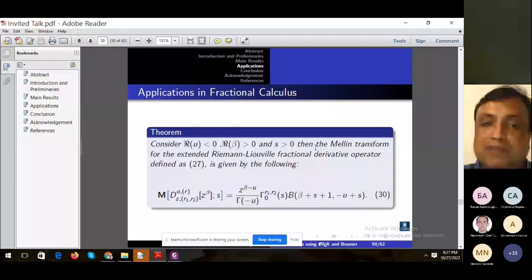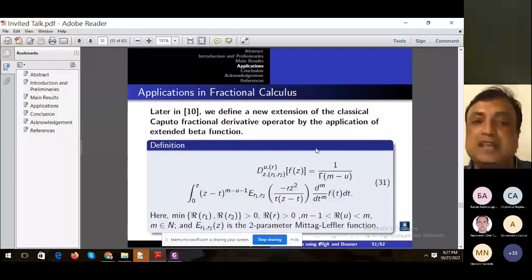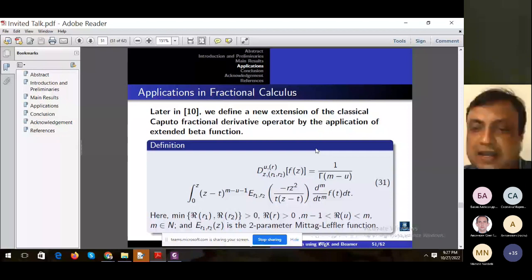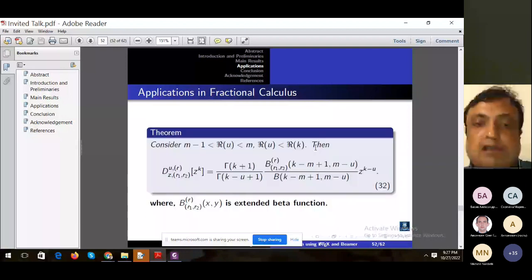Later, we define a new extension of the classical Caputo fractional derivative operator by the application of the extended beta function. I am just giving brief information. This is the extension of the Caputo type fractional operator; you can see it in equation number 31. I quickly take just one example.